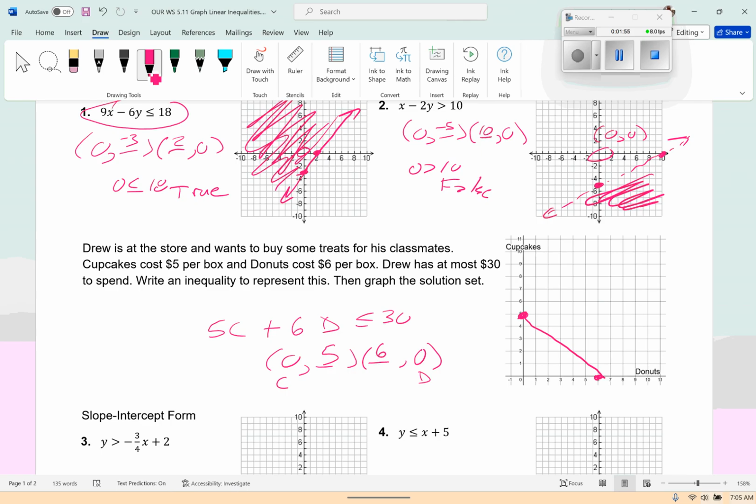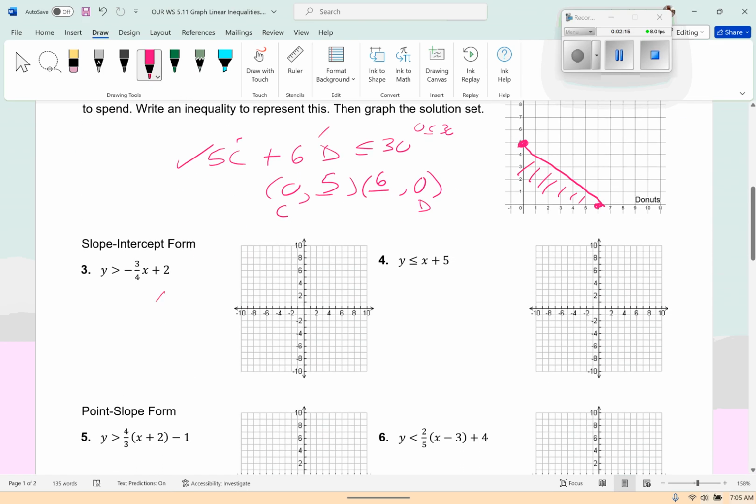They want us to make an inequality. So basically, this is the inequality that deals with it, and you just realize there's nothing out here. If you pick the 0, 0 and plug it in, 0 and 0 there, 0 is less than or equal to 30, which is totally true. So you're shading the whole underside of this.